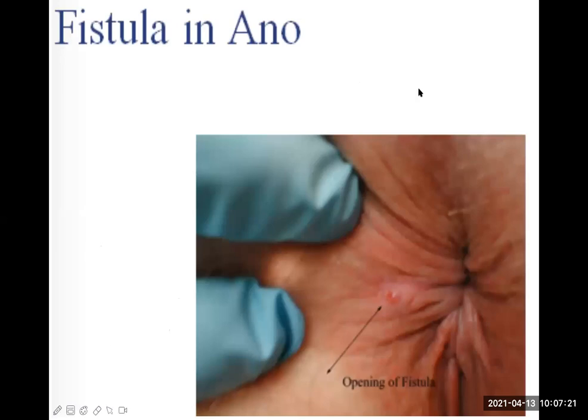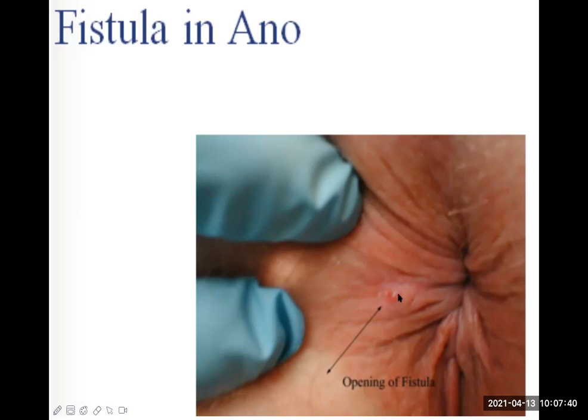Now let's see some of the pictures here. Now look here very carefully. So this is the opening of the fistula. If we examine with a little bit of rush, means we don't have enough time to look for these, it can be easily missed. So it should not be missed.